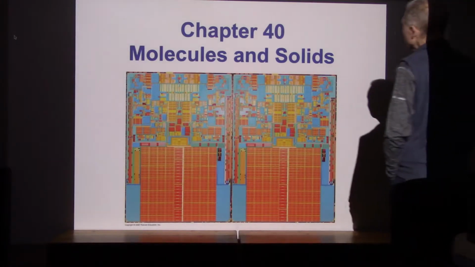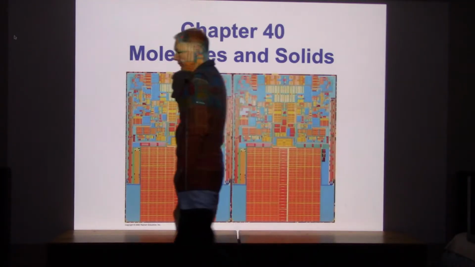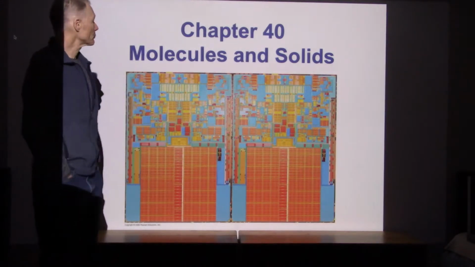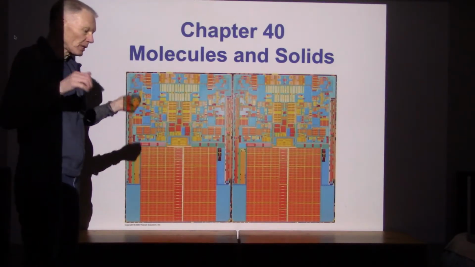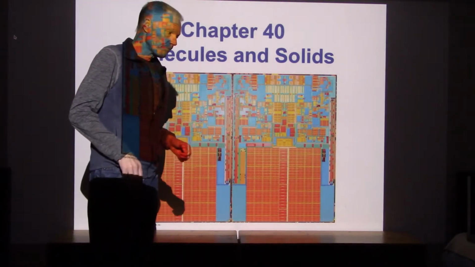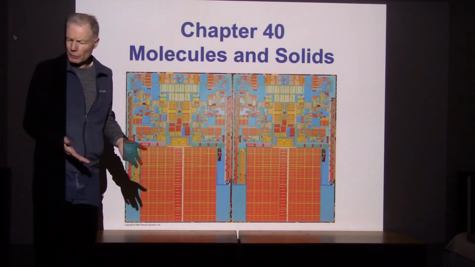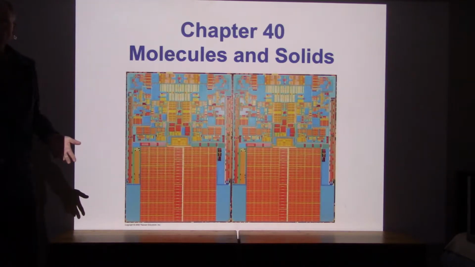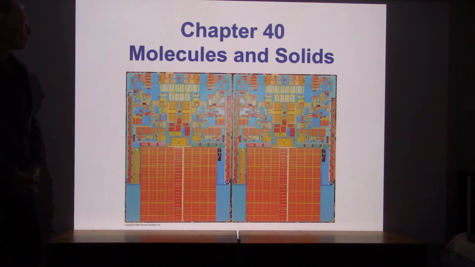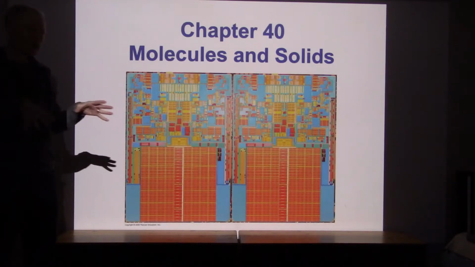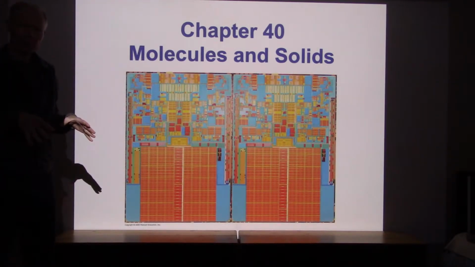Good morning. We are moving on now into chapter 40. In chapter 39, we took a look at the quantum physics of atoms, and in particular, we were looking at electron quantum states in atoms. Now we're going to move on and take a look at combinations of atoms, and they're going to fall into the categories of molecules with a well-defined molecular formula.